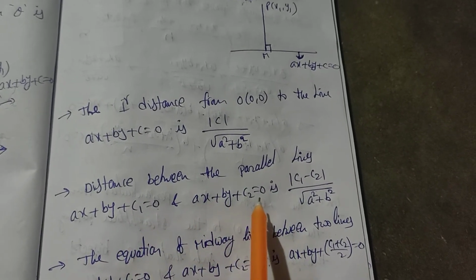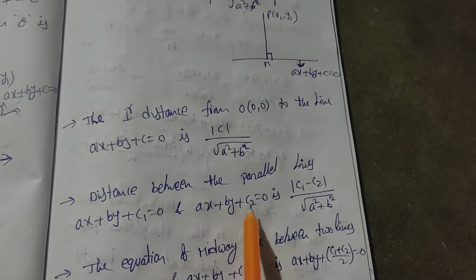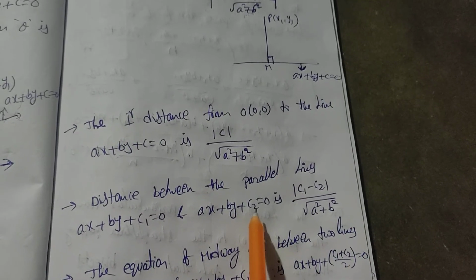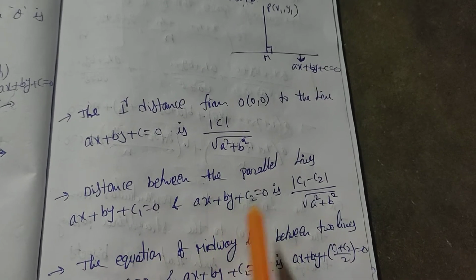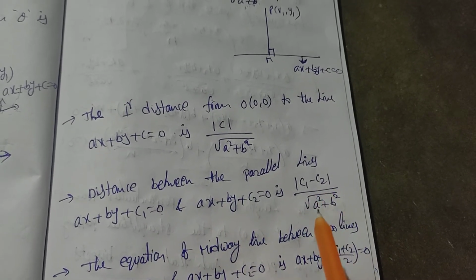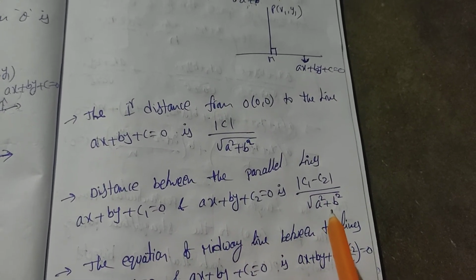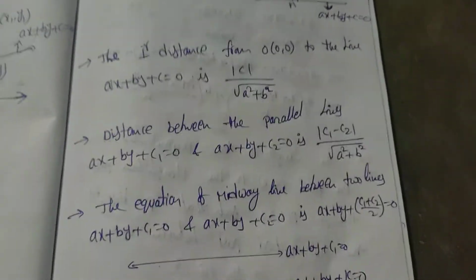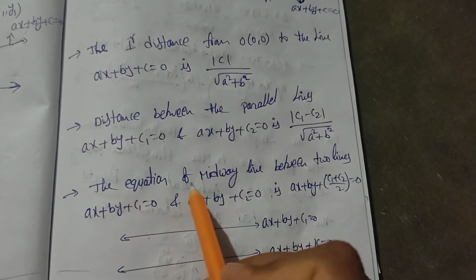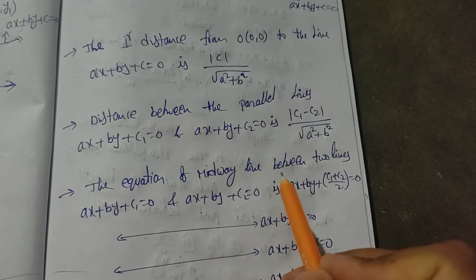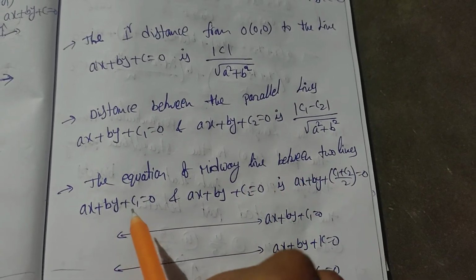The parallel lines difference is only constants. Now we are going to find the distance between the two parallel lines, which is nothing but modulus of c1 minus c2 by root over a square plus b square. Clear, very important formula.